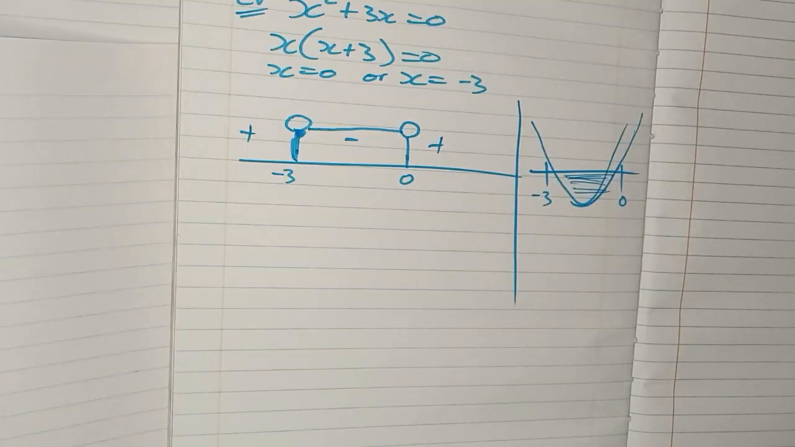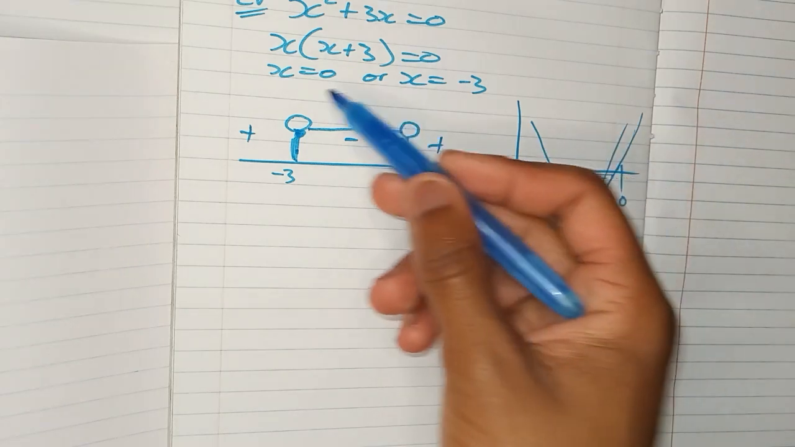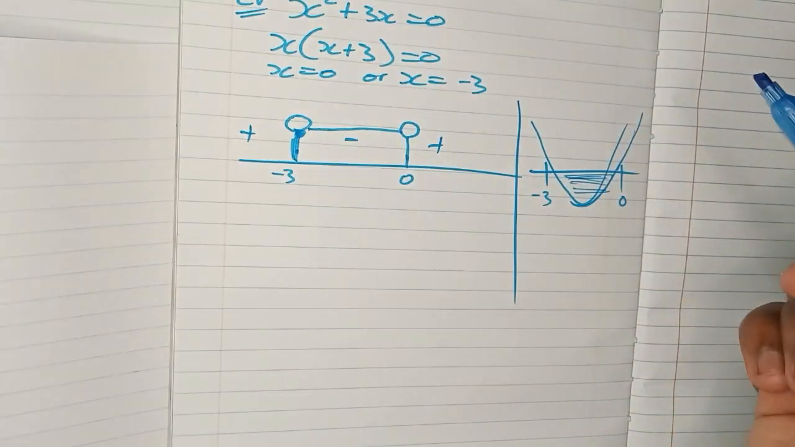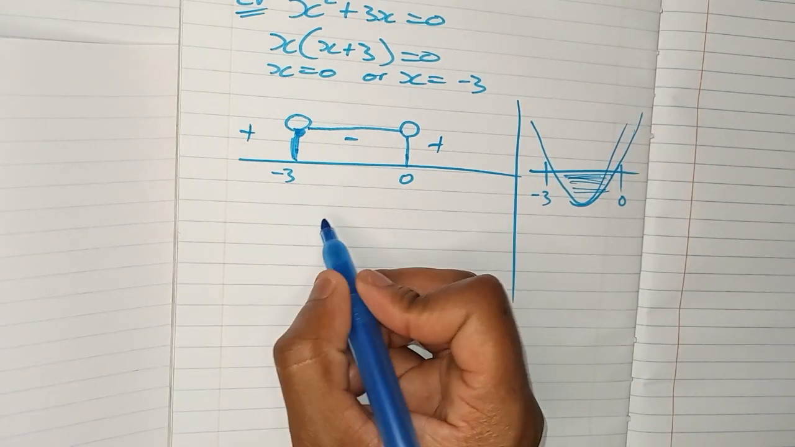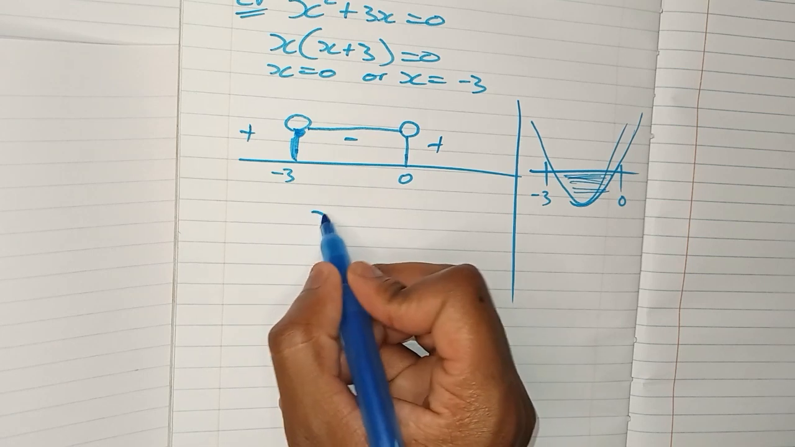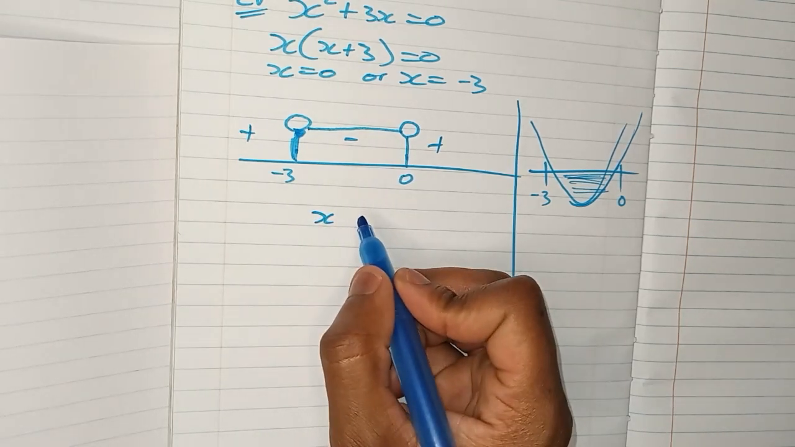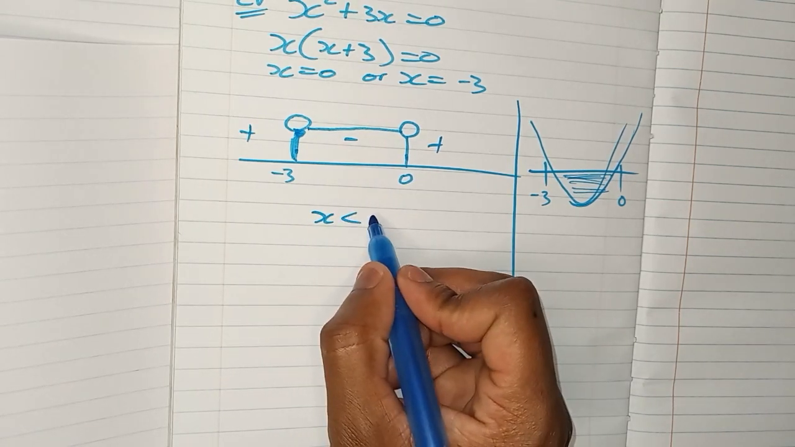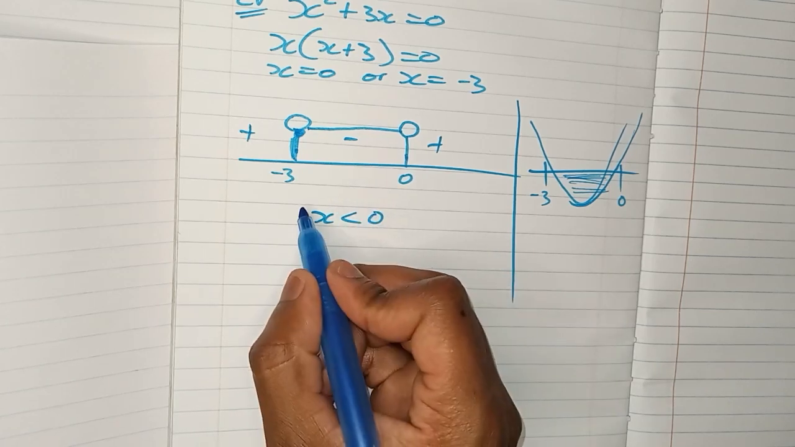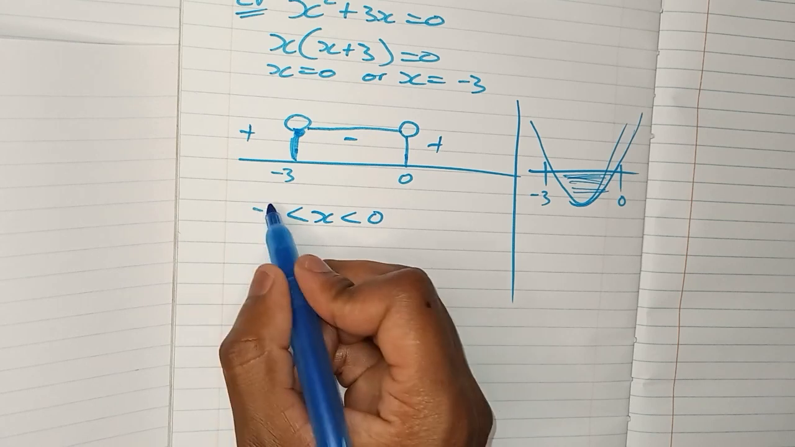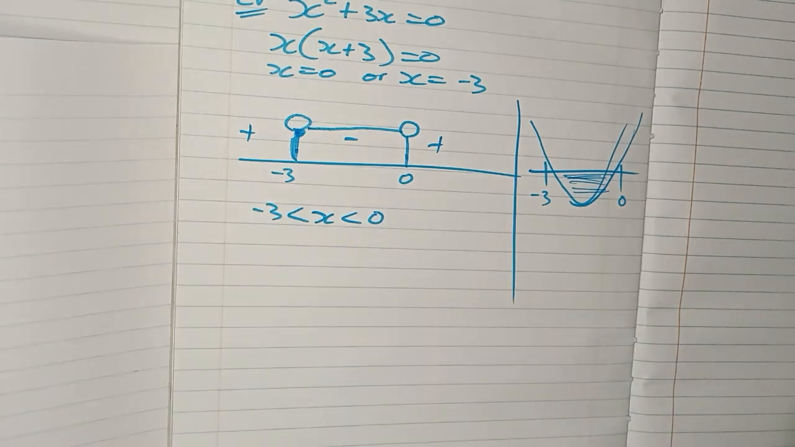So now you conclude by saying that you just interpret this graph, maybe, right? You can say that x is less than 0, but x is greater than -3. Yeah, and there you go, you have yourself full marks.